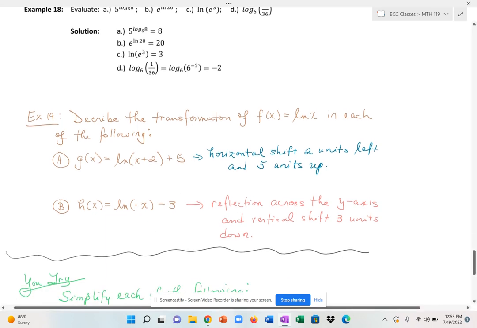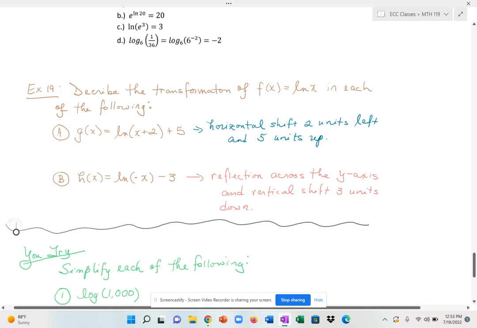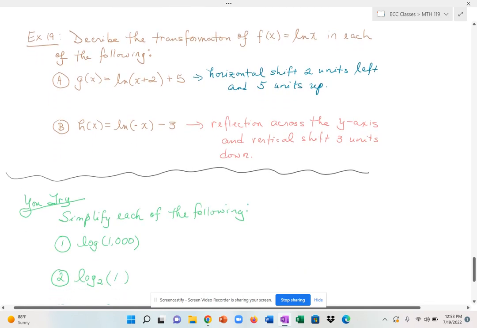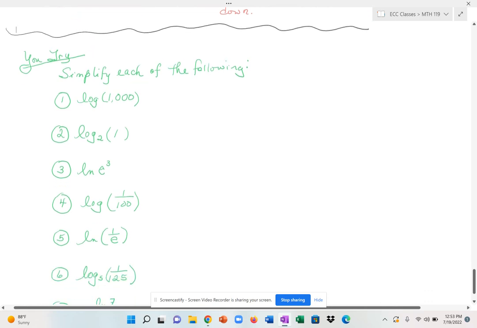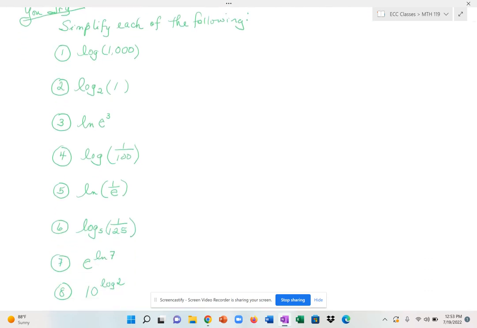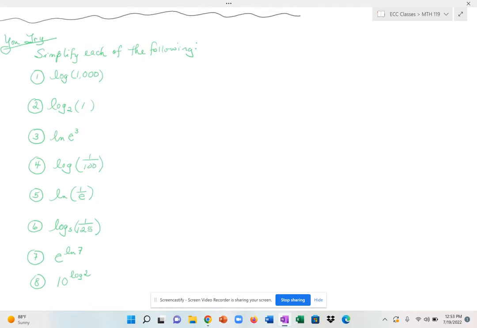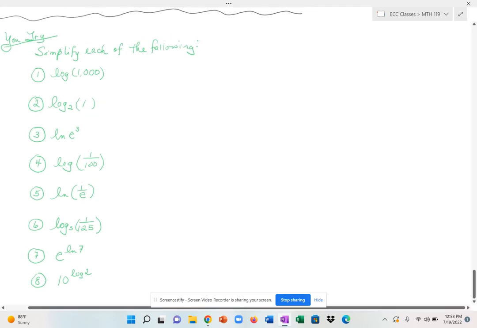Okay, so you try. Simplify each of the following, and so you're using a lot of the things that I already discussed. There are 8 problems for that, so give that a try. Good luck.